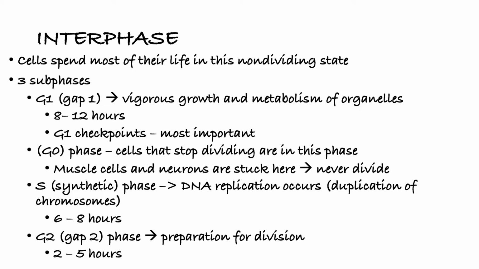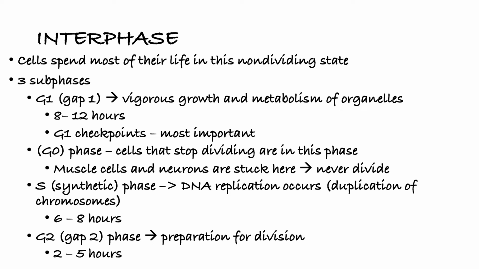And then G0, it's not really a phase. Cells that stop dividing are found in this phase. Muscle cells and neurons, they're stuck here. Why? Because, we'll talk about that when we get to the tissues. If a neuron gets damaged, it does not grow. It's not going to heal itself. I mean, we do have peripheral neurons. They have a chance of regenerating. It's very small, but when you compare it with other cells, it's not enough.